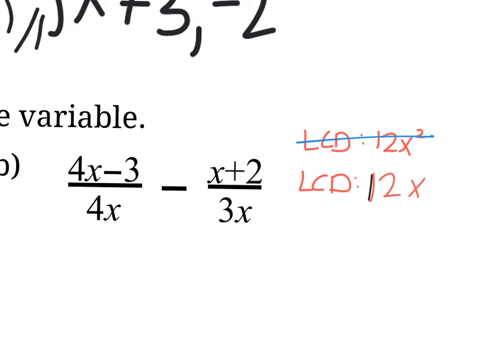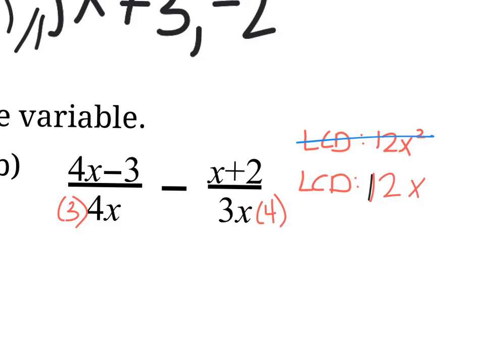If you're unsure if this is right, you can check by asking yourself, can I make 4x into 12x? Well, yeah, all I have to do is multiply by 3. And can I make 3x into 12x? Well, yeah, all I have to do is multiply by 4. So haven't I now made both the same denominator? So again, it's not always the best answer to multiply these, because it's not always going to give us the lowest common denominator. We have to think about it. What's the smallest number of factors I can put there?